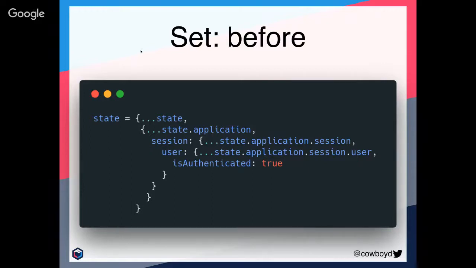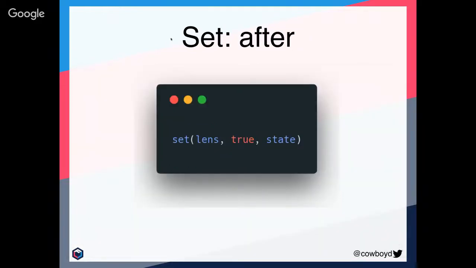What does set look like after? Well, if we take that same lens, then we can say we want to set this lens. We want to pass the new value, which is true, and we want to pass the context, which is the state. And so that lens contains all the information of how to get to the bottom of that state, and just replace that one value and return a brand new object that's immutable, but only contains that one thing changed.